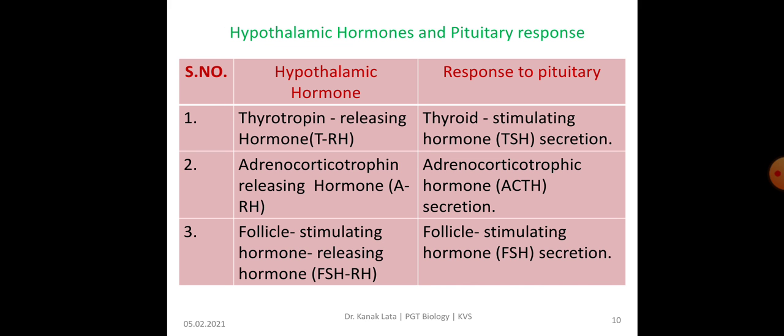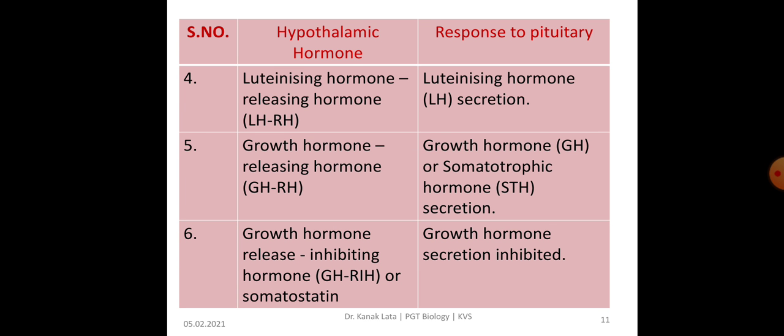The third hypothalamic hormone is follicle stimulating hormone releasing hormone. It is also a releasing hormone. In short, we call it FSH-RH. And here the response of the pituitary is follicle stimulating hormone secretion, that is FSH. Another hypothalamic hormone is luteinizing hormone releasing hormone, and the response of the pituitary is luteinizing hormone secretion. Next hypothalamic hormone is growth hormone releasing hormone, and the response of the pituitary is growth hormone or somatotropic hormone secretion.